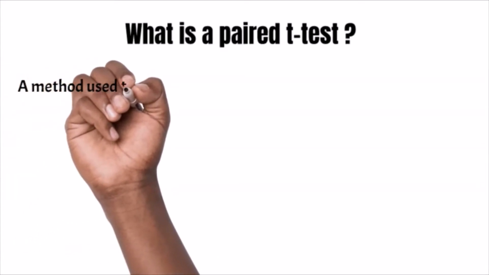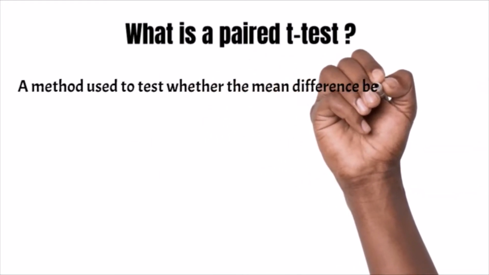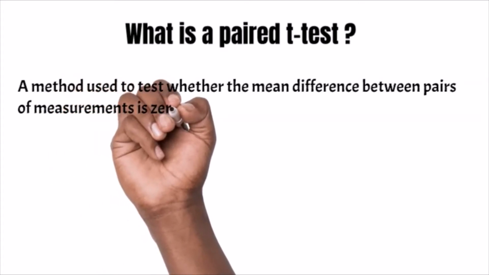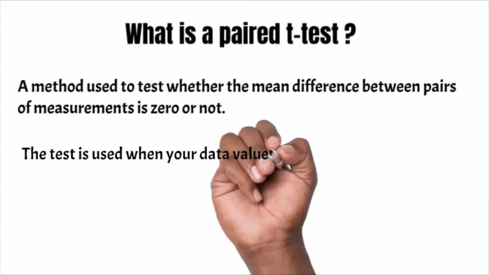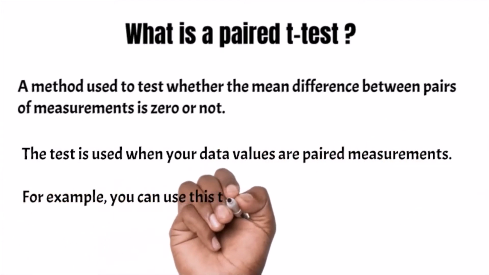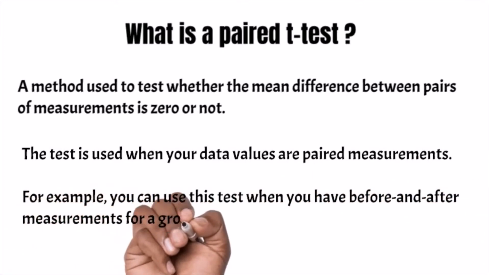A paired test is a method used to test whether the mean difference between pairs of measurements is zero or not. The test is generally used when your data values are paired measurements. For example, you can use this test when you have before and after measurements for a group of people.